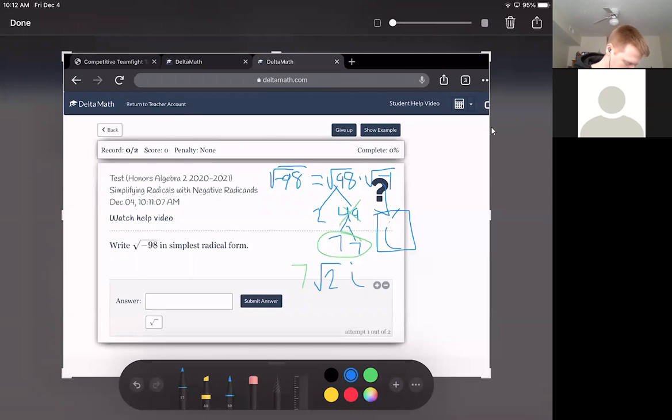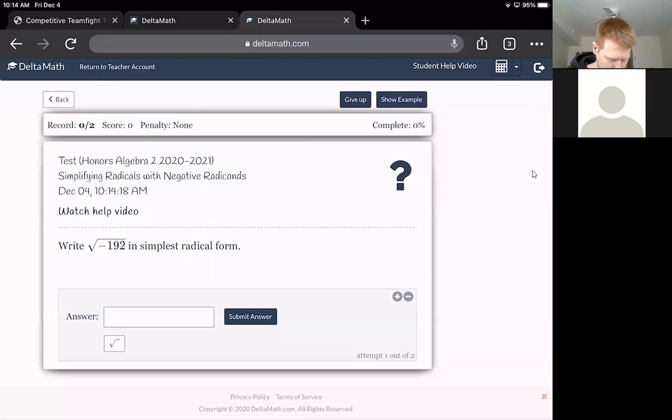So this is what I would type in here. You would do 7 square root. You can press that button right there to do a square root. Make sure your cursor's outside. The i should be outside your radical. That makes sense, according to these examples.